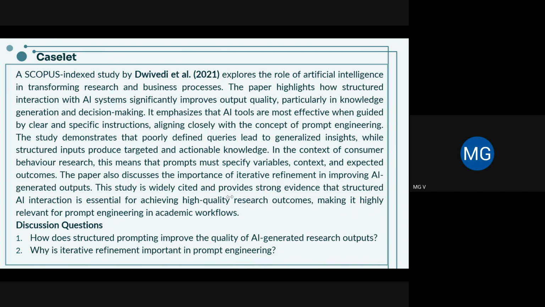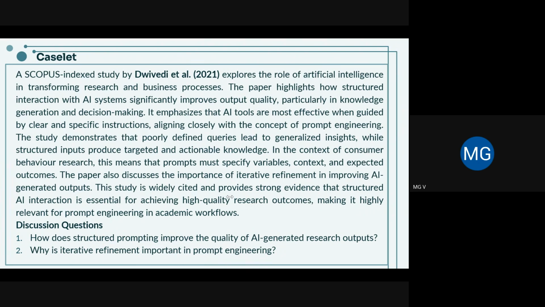Okay. So the study demonstrates that poorly defined queries lead to generalized insights, while structured inputs produce targeted and actionable knowledge. In the context of consumer behavior research, this means that prompts must specify. Now, what should be included in your prompt? The prompts must specify variables, context, and expected outcomes. All three must be there, right? Variables, specified variables, DV, IV, moderating, mediating, if you are using. Then in which context you are conducting the research and what outcomes you expect.